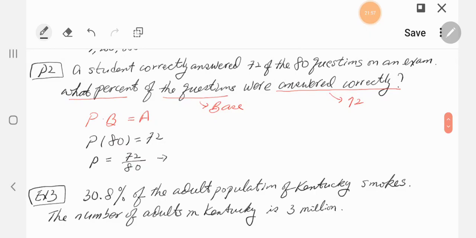Then this one is equal to, isn't it? 8, so 9, 0.9. This is 0.9. And 0.9 means 90%. So 90% of 80 questions were correctly answered.